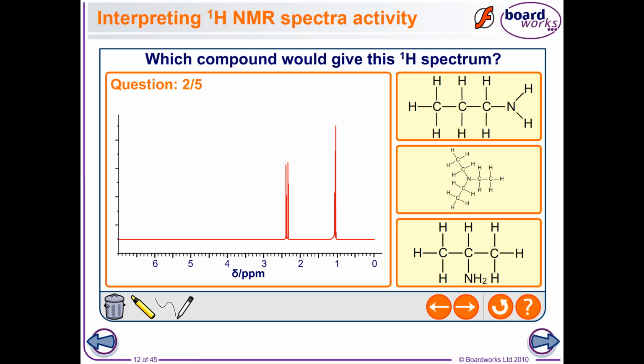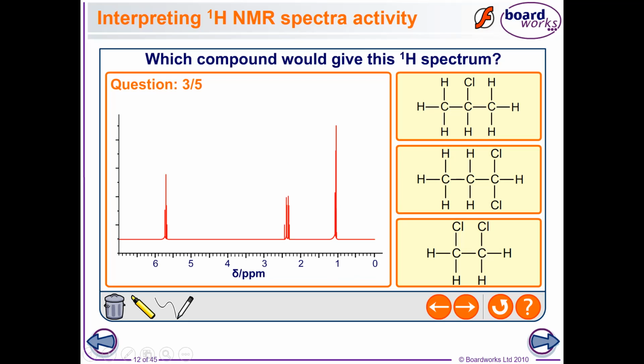Okay, so let's look at the first one. There's 1 environment, 2, 3, 4. Let's look at this one. Oh, actually, let's look at this one first. 1, 2, 3 different environments. Here's our answer. This nitrogen is attached to an ethyl group on 3 sides. So those hydrogens, the ones nearest the nitrogen, would give 1 peak. And then those 9 further away would give the second peak. Okay? 3 peaks, 3 different environments.